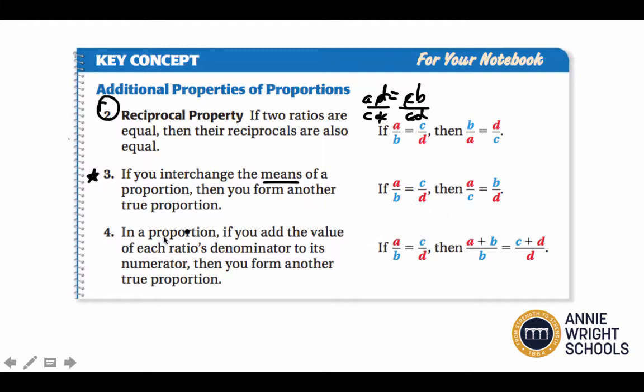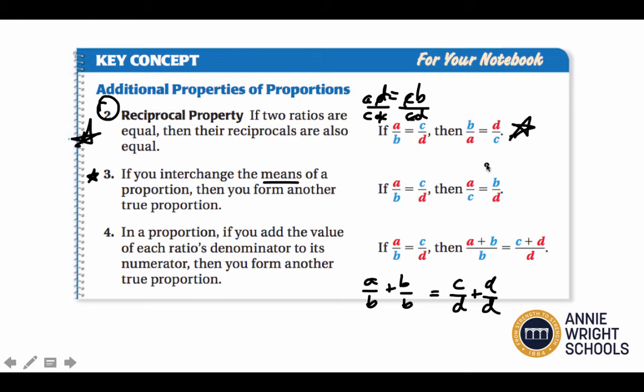And then the other one is in a proportion if you add the value of the denominator. I've never done that either, but basically what it's saying is if you take A over B and add B over B, you're adding 1. And if you take C over D and you add D over D, you're adding 1. So all you did to this equation was add 1 to both sides creatively, and yeah, of course that works. This is the property I'm really worried about. This is the one that I use a lot, flipping a proportion.